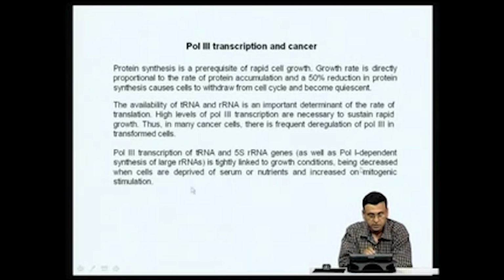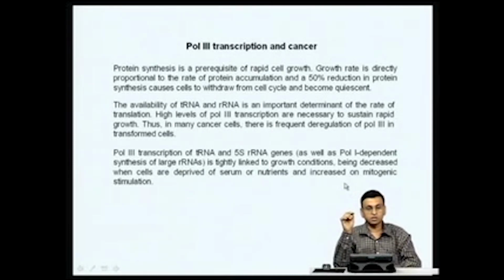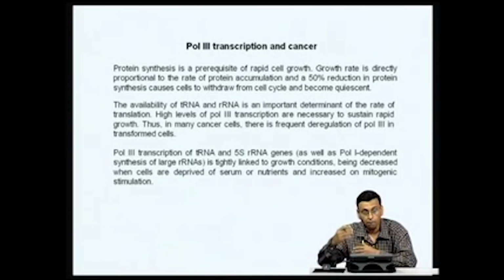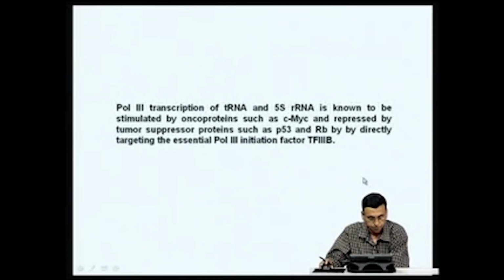It decreases when cells are deprived of serum or nutrients, and it increases when cells are stimulated with mitogens. So, when there is a mitogenic stimulation, when cells have to divide, when cells are mitotically active, both Pol I and Pol III transcription go up, but when the cells have to differentiate or are going to a quiescent state, the Pol III and Pol I transcription goes down. So, Pol I and Pol III transcription is very beautifully regulated depending upon the need of the cells either to grow, divide, or remain quiescent.